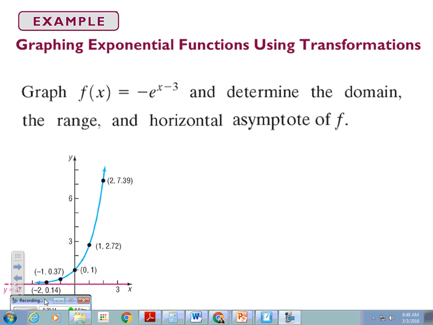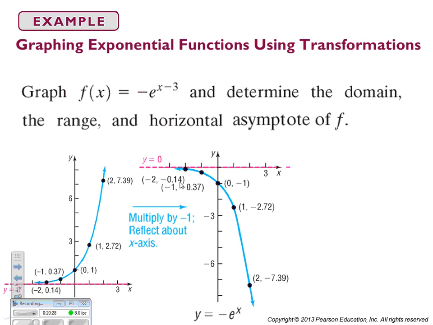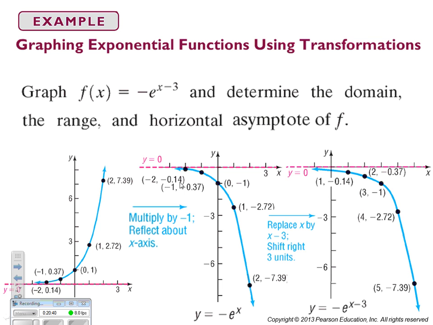So if we start out with our normal e function, it goes through (0, 1), (1, 2.72), and (2, 7.39). We are going to reflect it across the x-axis, which just means we're going to take our y values and change the signs. And then we're going to shift it 3 units to the right.